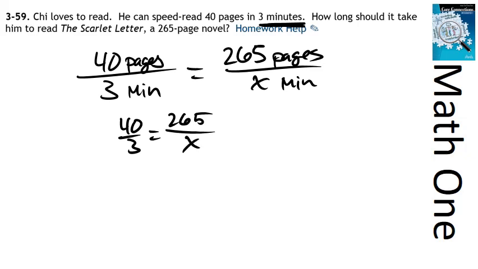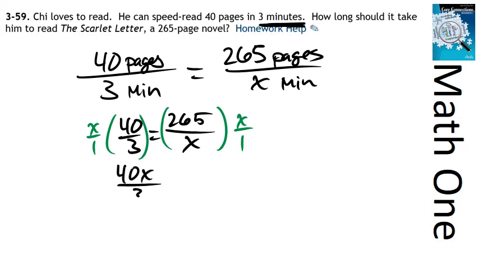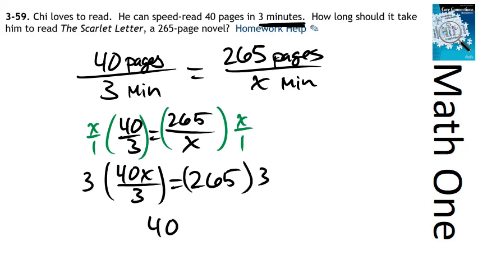The first thing I'm going to do is multiply both sides by the number X to get it out of my denominator. I don't like working with my variable in the denominator. So when I do that, this equation becomes 40 times X over 3 equals 265. You can see X over X is a giant 1 on the right-hand side, so I'm left with just 265. I'm going to multiply both sides by 3 now. When I multiply the left-hand side by 3, I'm left with just 40x because I've got, again, a giant 1 of 3 over 3.